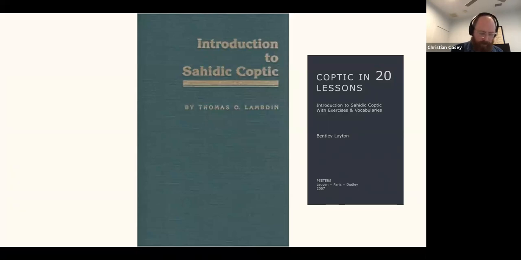The main advantage that it has for new students is that Lambdin uses really standardized grammatical terms, whereas Leighton uses grammatical terms that are not only non-standard for Coptic, they're sort of non-standard generally. So for instance, what he refers to as the Coptic preterite is not the Coptic preterite, it's not even a preterite at all. It is what Lambdin calls the imperfect, and it is what is objectively, in general terms, an imperfect tense.